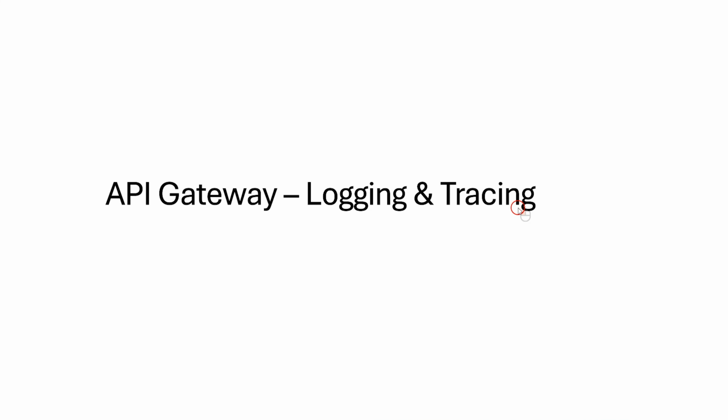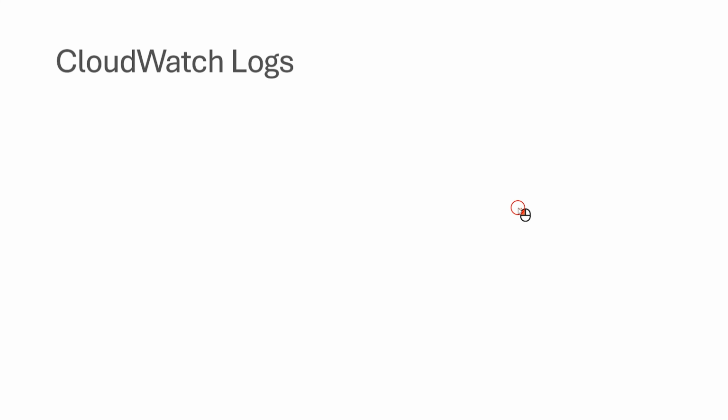Aditya here. Today, we are going to dive deep into a critical aspect of managing APIs in AWS API Gateway, that is, logging and tracing. These features are essential for monitoring, debugging, and optimizing your API performance. So, let's get started. First up, let's talk about CloudWatch logs.